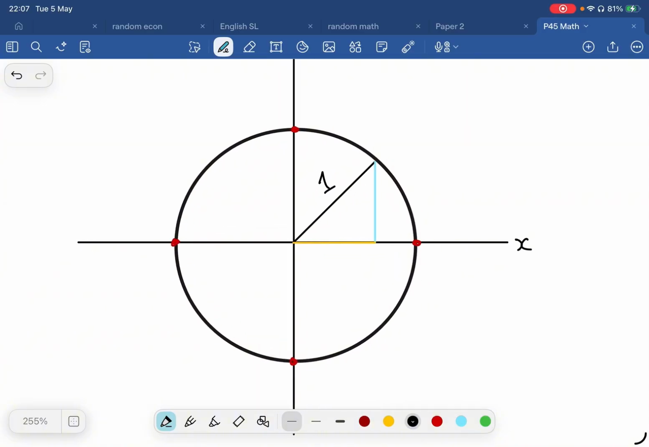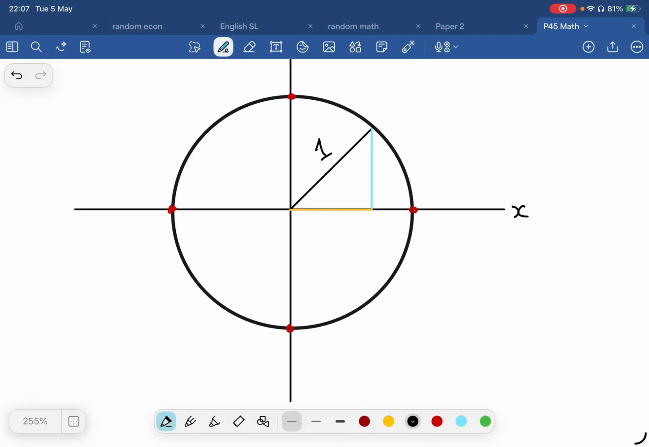Okay, so what the unit circle is, it's a circle with a radius of 1. So this length here would be 1. Same way, this length here, this length here, this length here would all be 1.